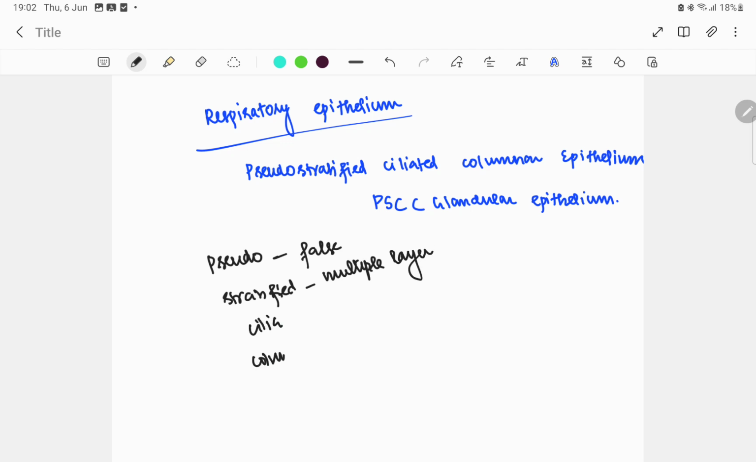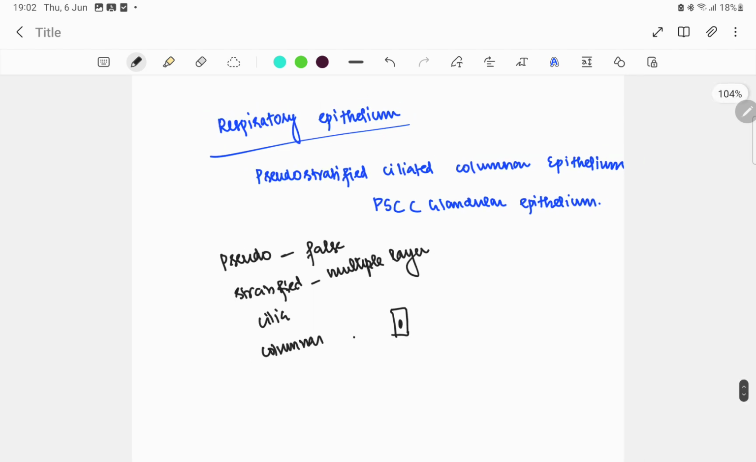And then columnar. Columnar means it's like this, rectangle shaped cells. So now, why is it called glandular? Because it contains mucous cells.